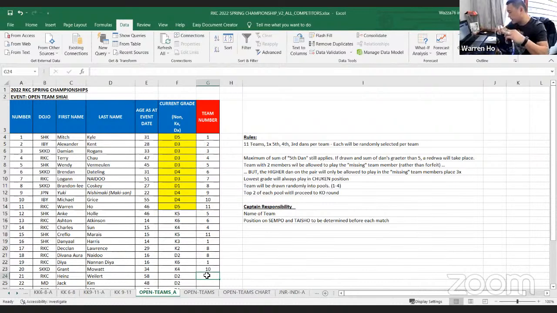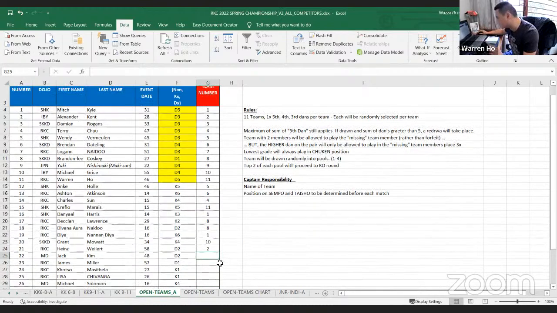Next one is Heinz Willett. Heinz is from the RKC dojo. He's a 2nd dan, so we also have to make sure that his criteria will meet whichever team he gets drawn with. And that is team number 2 with Alexander Kent. Yes, it is possible. Alex is a 3rd dan and Heinz is a 2nd dan. So yes, he can be part of this team. It meets criteria. And that means they need one more team member that must be a Q grade. Okay, so Heinz goes in there.